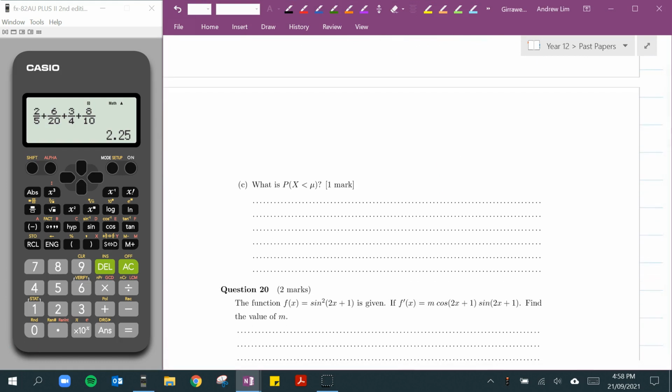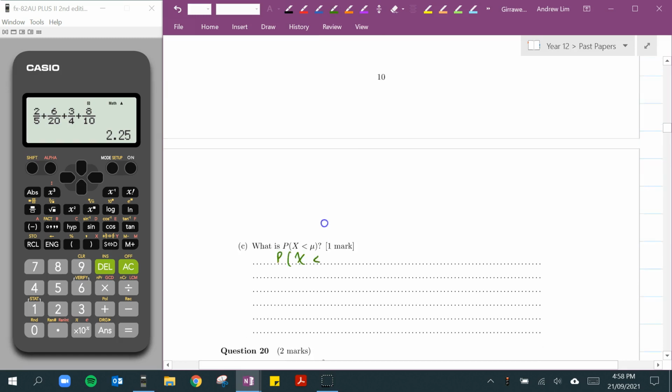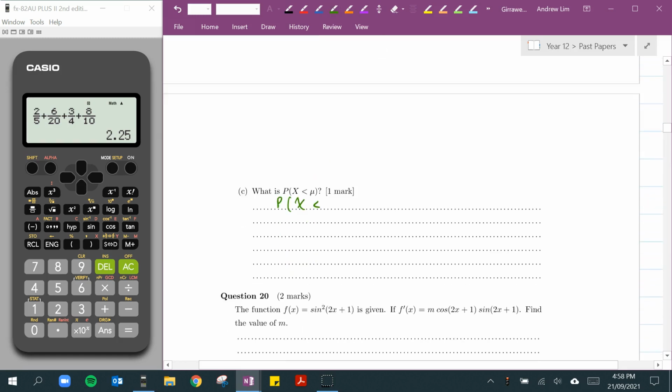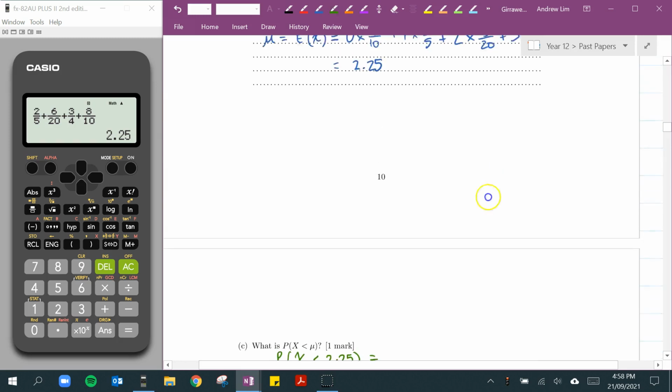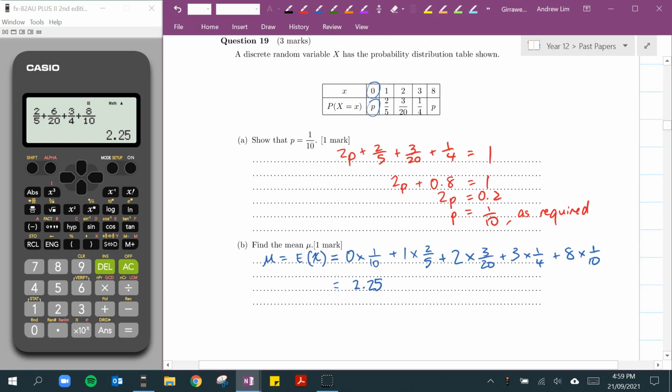Question C, what is the probability that the random variable x is less than mu? So that means we want to work out the probability that the random variable x is less than, it's right here on my calculator, 2.25. So which ones are less than 2.25? These ones are less than 2.25. 3 and 8 are greater than that. So we just need to add these three probabilities.